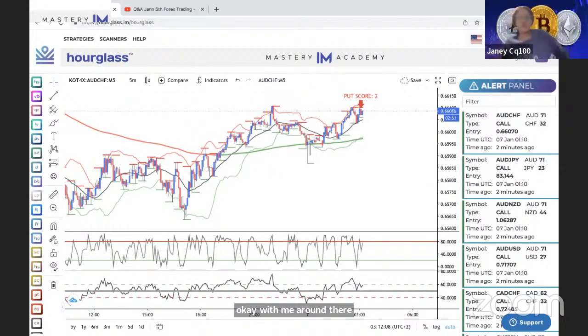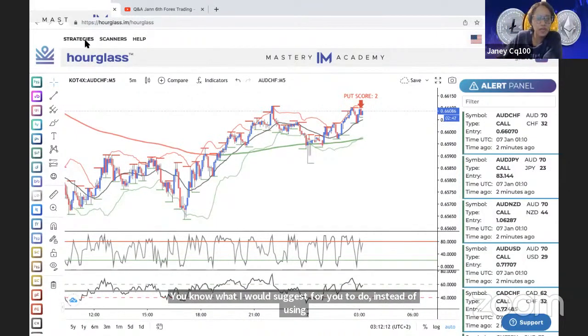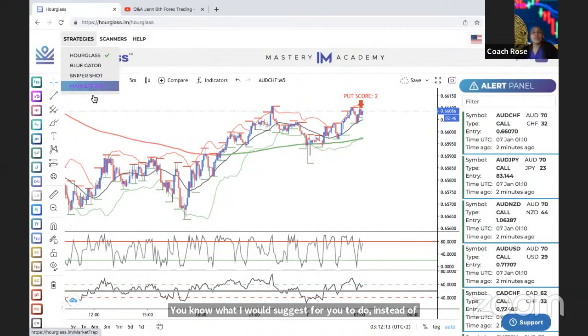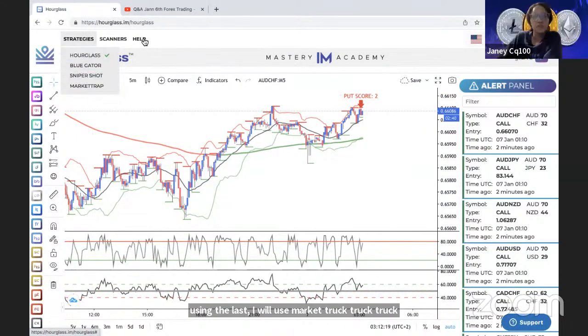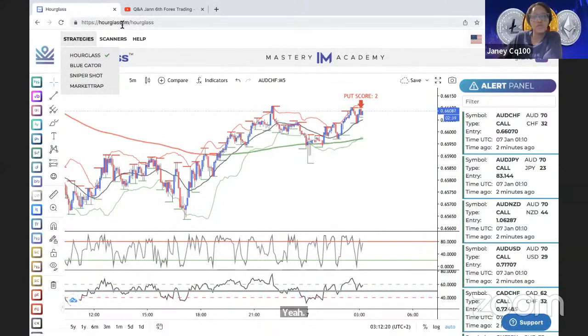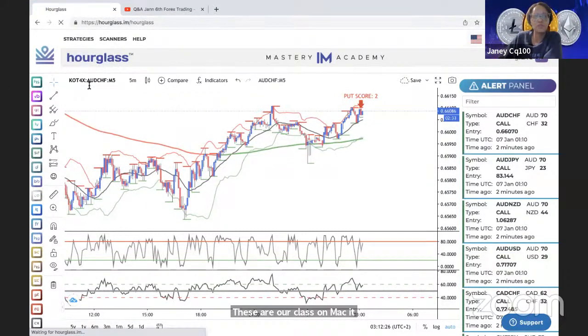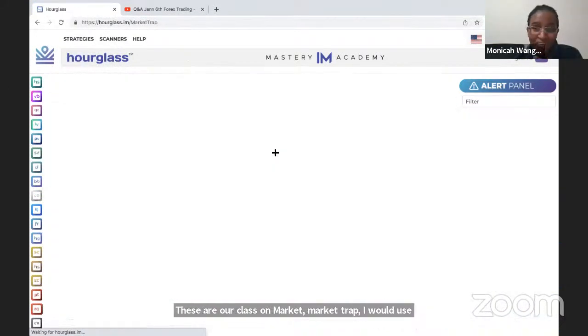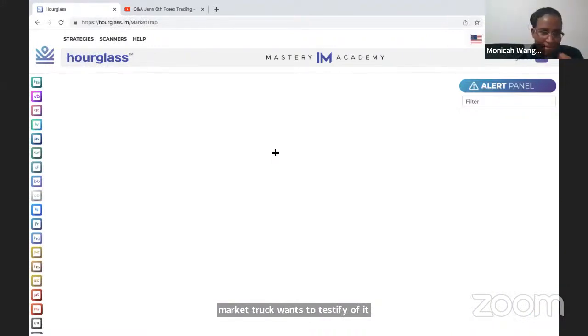You know what I would suggest for you to do? Instead of using the hourglass, I would use market trap. Market trap? Yeah, the strategy. If you go into hourglass, there's a post for hourglass or market trap. I would use market trap. What's the difference? I haven't used that before, so okay.